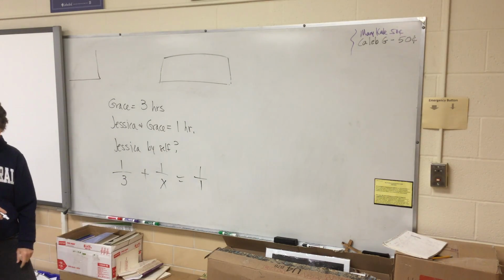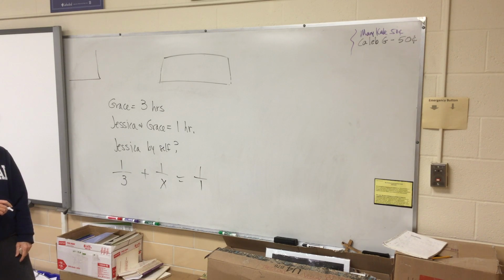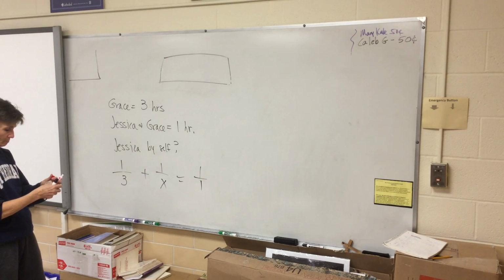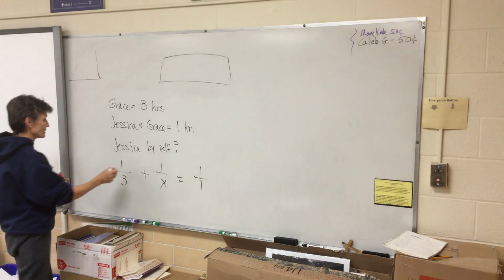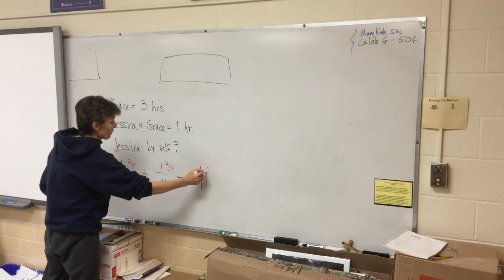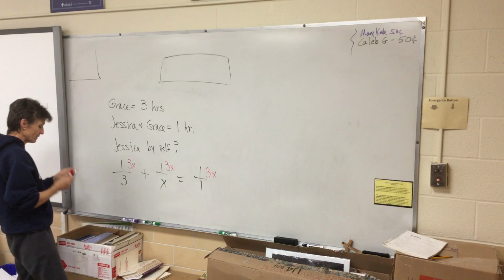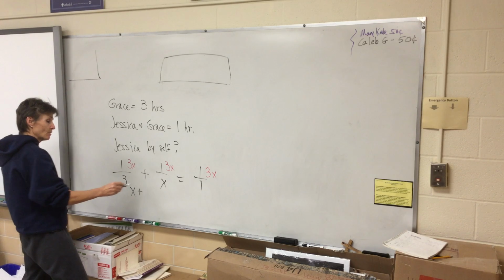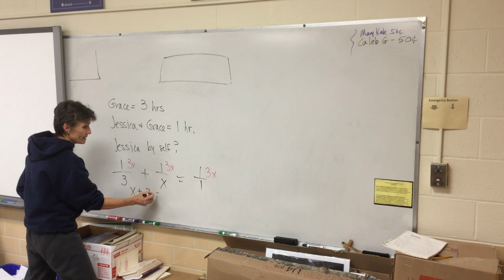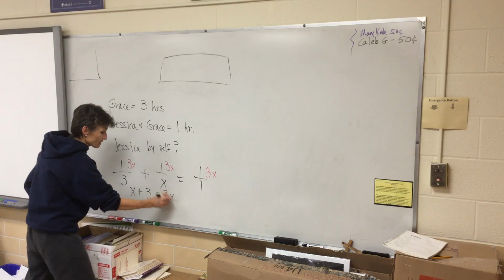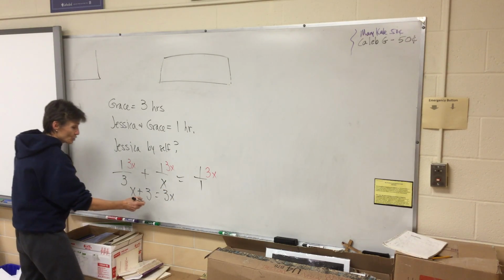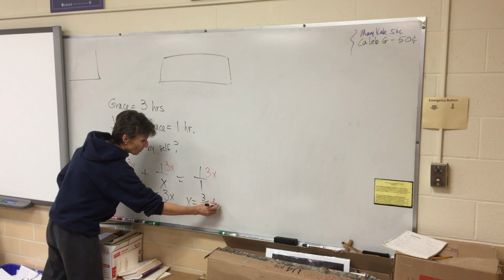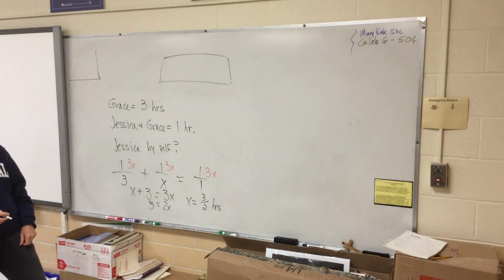How do we solve it? Would you multiply by 3x? You absolutely would, thank you. There are other things you can multiply by, but 3x will take care of it for sure, because here the 3's will cancel and leave you with x. Here, the x's cancel and leave you with 3. And here we just have 3x. So solving, it looks like Jessica takes 3/2 hours, 1.5 hours, to do the job.